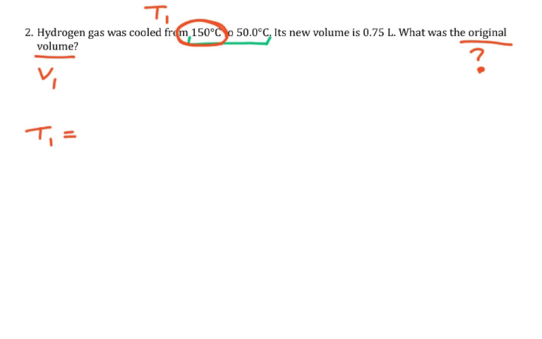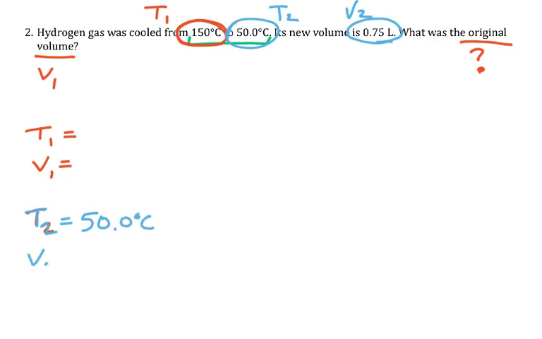So T1 and V1. And then we've got T2, 50 degrees Celsius. And its new volume, so after that temperature change, this is going to be my V2. So we're going to have T2 equals 50 degrees Celsius, and V2 equals 0.75 liters. And I'll plug these values in that I know. And we're looking for V1.